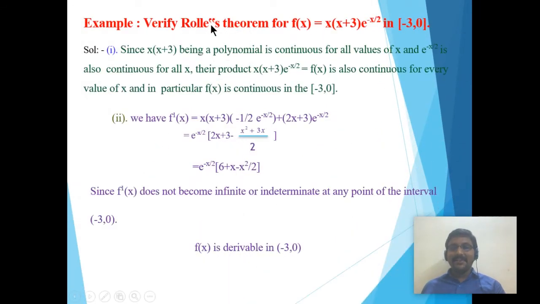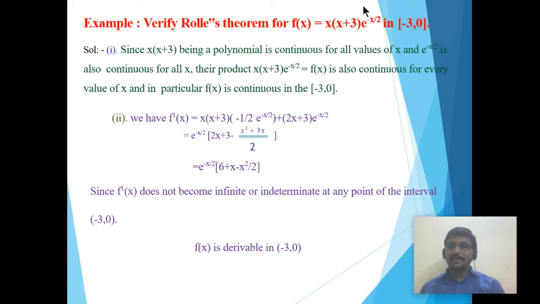So another example: verify Rolle's theorem for the function x into x plus 3 into e power minus x by 2 in the closed interval minus 3 comma 0. Clearly the given expression has two functions, one algebraic or polynomial and another exponential. Every polynomial is continuous for all values of x, and the exponential function is continuous for all values of x. If f is continuous and g is continuous, then the product fg is also continuous.